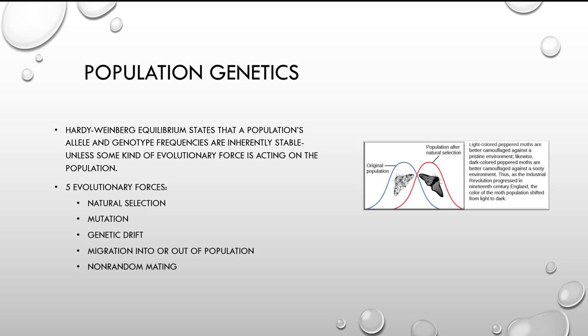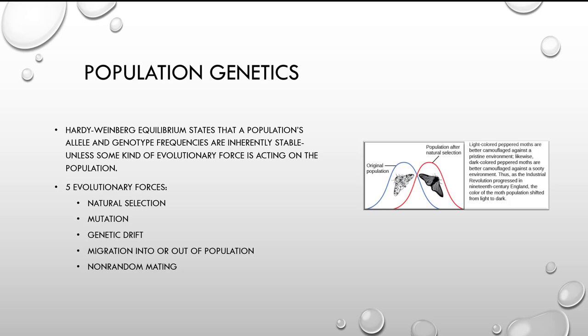According to the video, as well as your textbook, there are these different forces that can affect the Hardy-Weinberg equilibrium, which would make it not work. So one being natural selection. Hardy-Weinberg equilibrium assumes that natural selection is not a part of it.